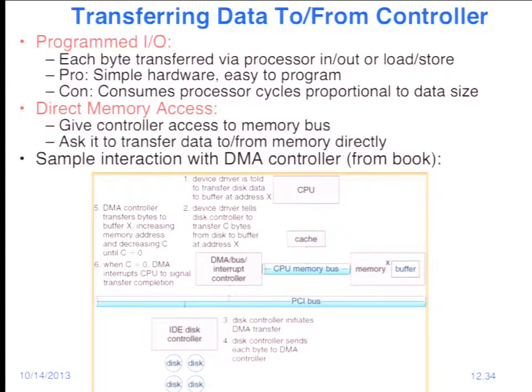And here's an example of a direct memory access. A disk controller, let's see, I better start here. A device driver is told to transfer from disk, so the CPU initiates the transfer. The device driver tells the disk controller to transfer so many bytes of data to a particular memory address, so it gives it the hardware address. The disk controller starts the transfer, sending each byte to the DMA controller, which is a special controller here. So I guess the DMA controller in this case is being shared by all of the devices. The DMA controller is the thing that does the physical transfer, and finally signals back to the CPU with an interrupt that it's finished.